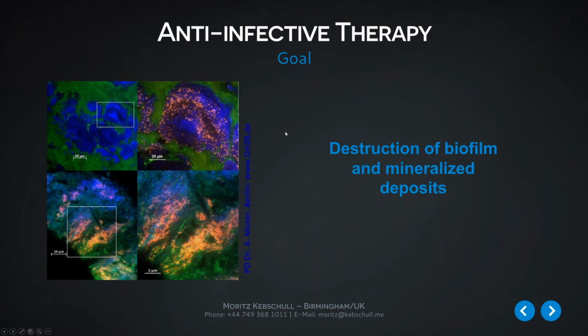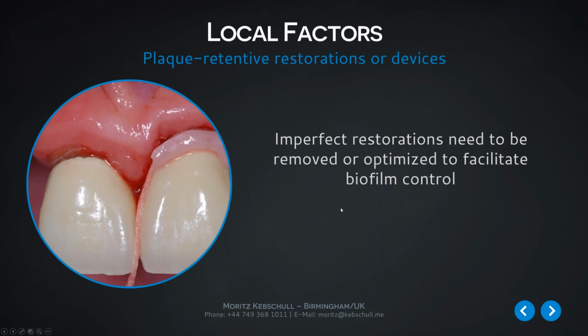You will have missed plaque and biofilm, because a lot of people say, well, it's only about removing mineralized deposits in biofilm and perio, which is not strictly speaking true, but it's still an important factor. And there are also areas with imperfect restorations where this removal, either by a professional and or by the patient in individual hygiene, is impaired. So imperfect restorations need to be removed or optimized to facilitate biofilm control.